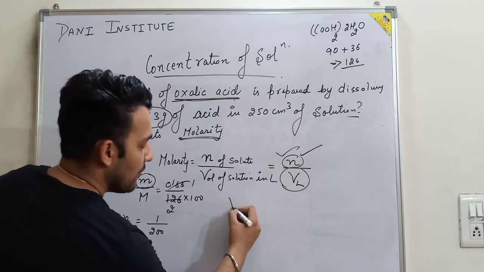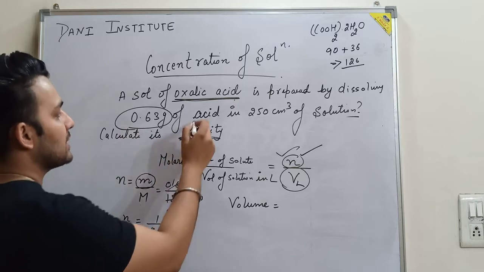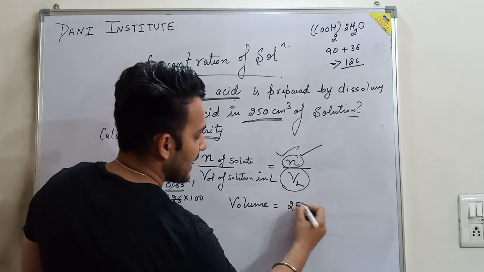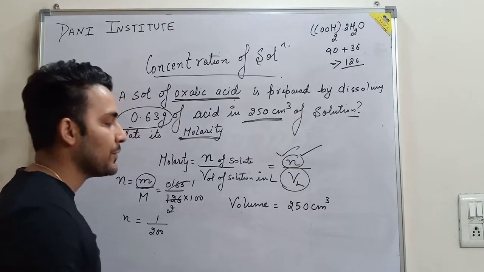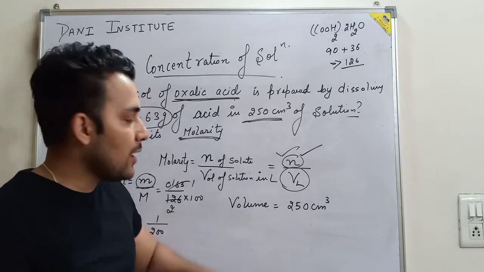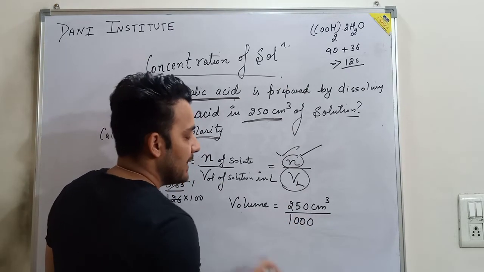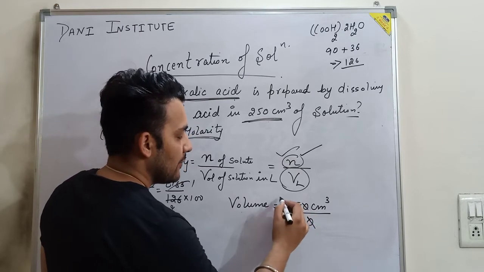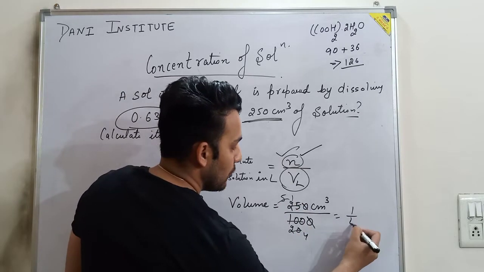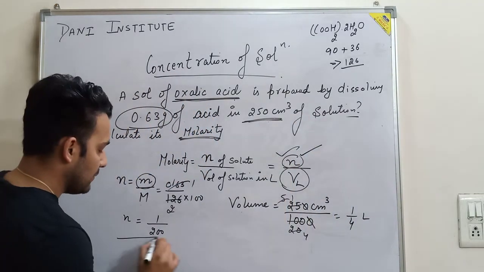Now next, number of moles we have calculated. We have to calculate what? Volume. Here, see the volume is given or not? Yes, the volume is given, 250 centimeter cube. Volume of solution is given 250 centimeter cube, but we want that volume in liters. Then how we can convert that centimeter cube into liter? By dividing it by 1000. Then we are having 5, then 20, then 1, then 4. It will be 1 by 4.